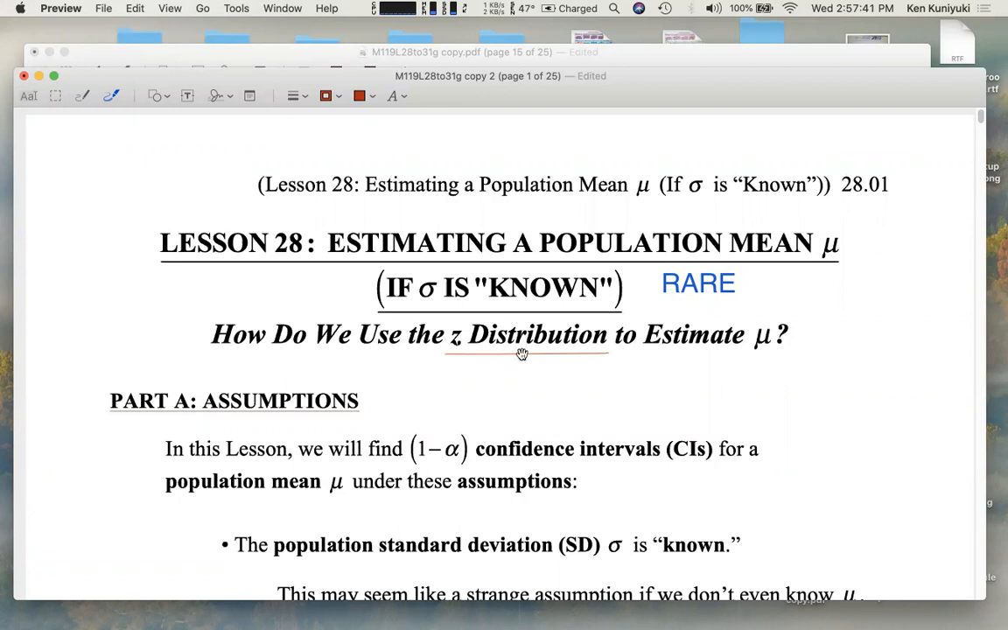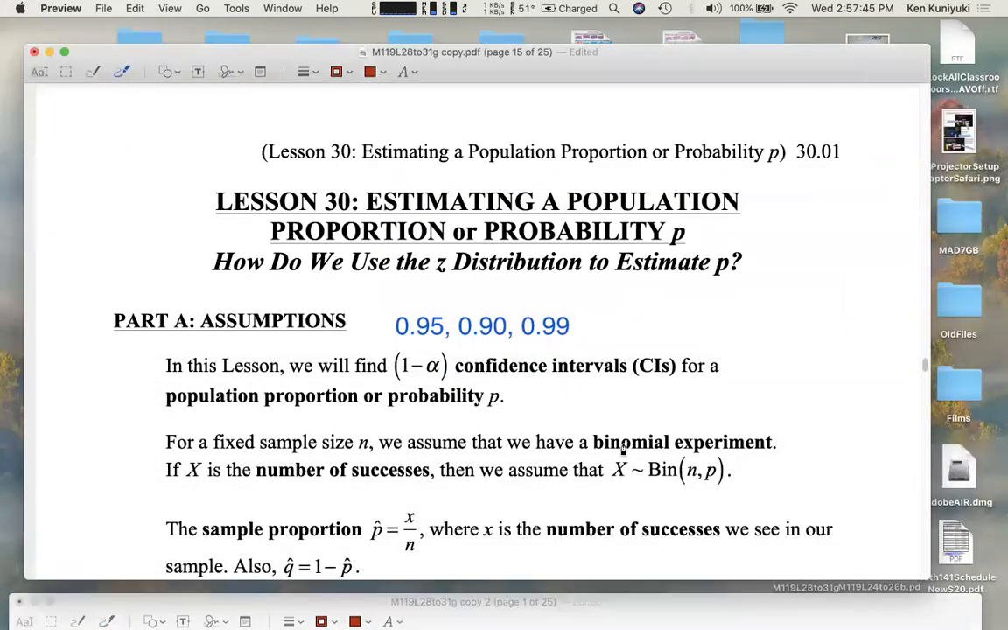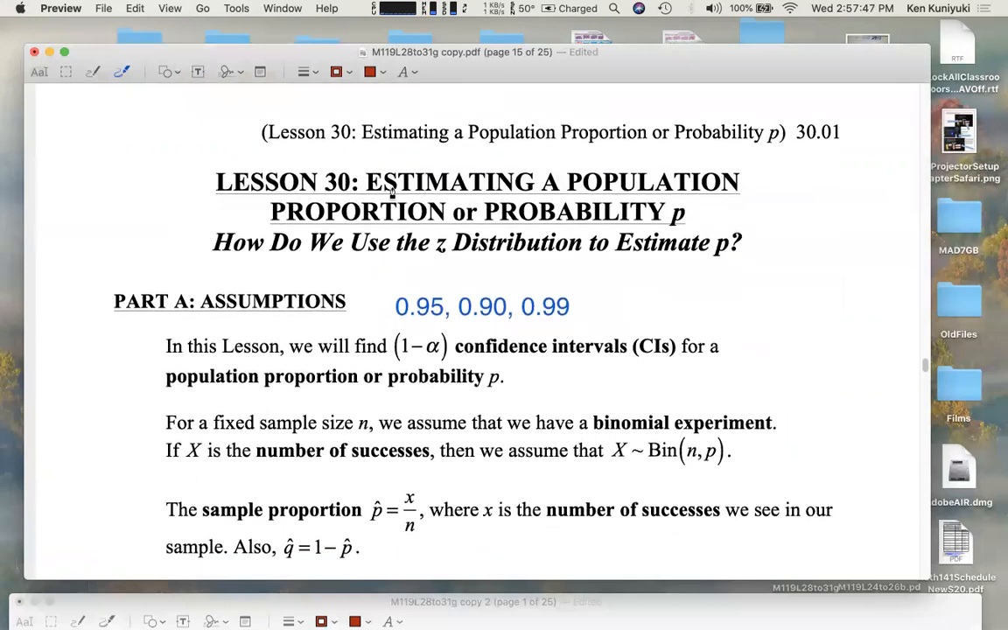Actually, the z-distribution, the standard normal distribution, may be more useful in lesson 30, where we're going to do point estimates and, more importantly here, confidence interval estimates for p, which is a population proportion, or probability. We're going to use the standard normal z-distribution to develop 1 minus alpha confidence intervals, CIs, for p, a population proportion, or probability.